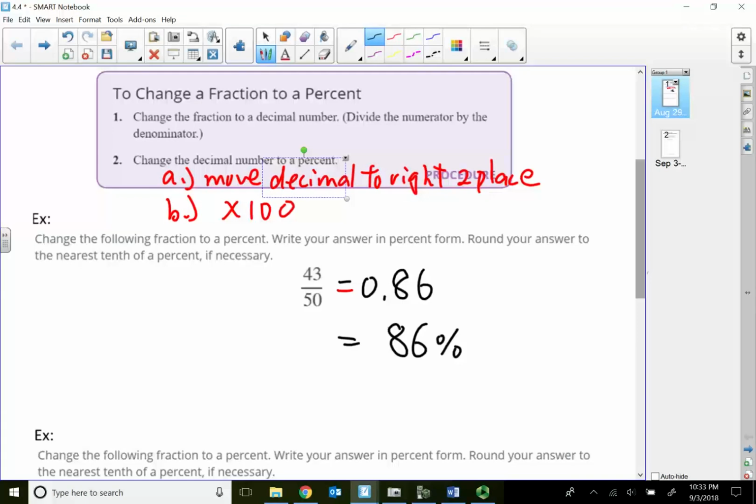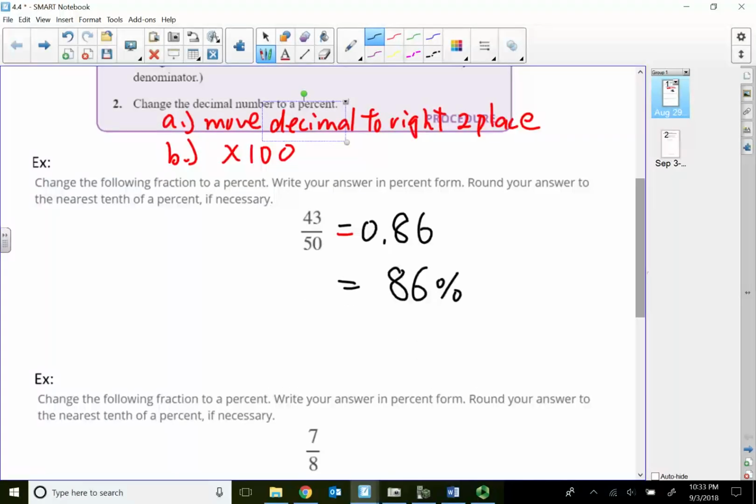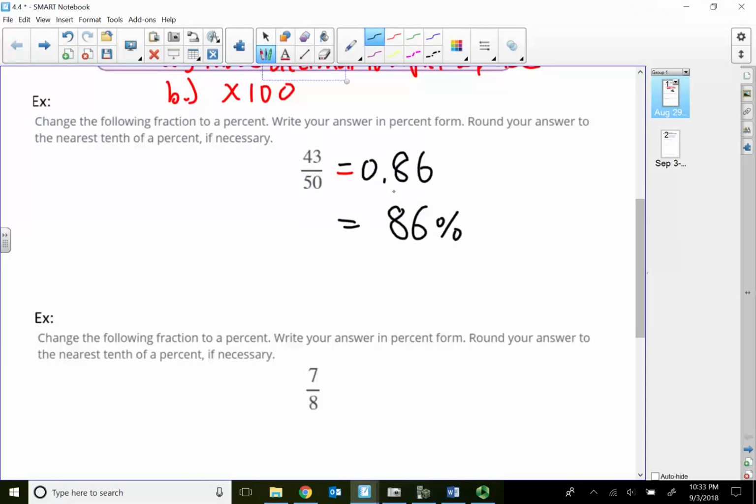Okay, I highly recommend students know how to do both ways. Sometimes it's easier to do it in the calculator by simply times 100. Sometimes it's easier to look at it and say, oh, let's times 100.